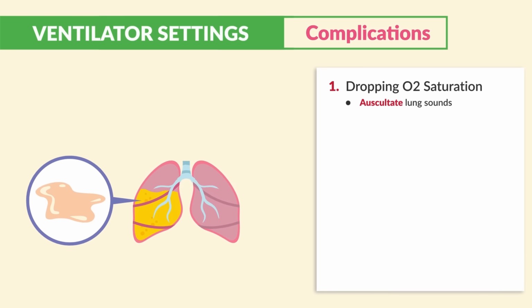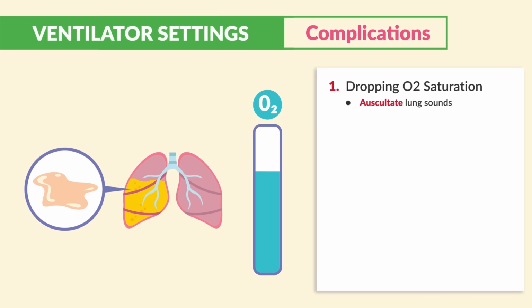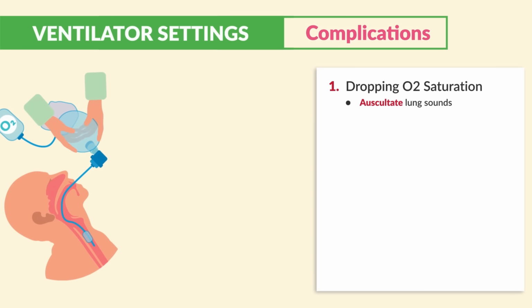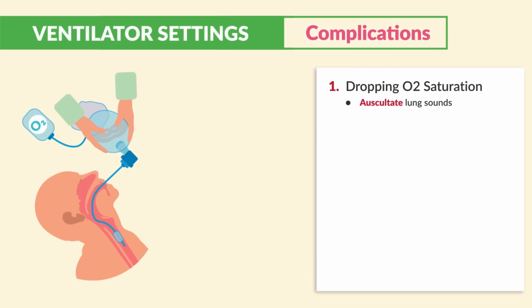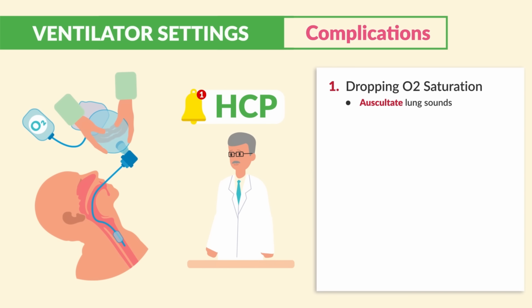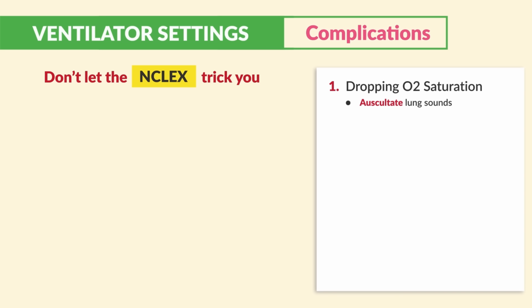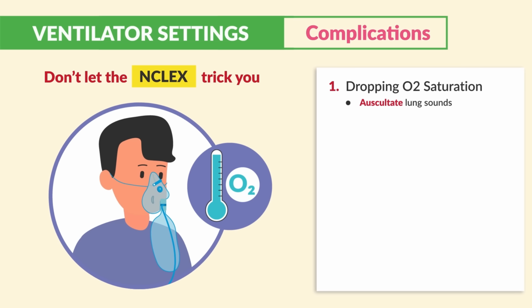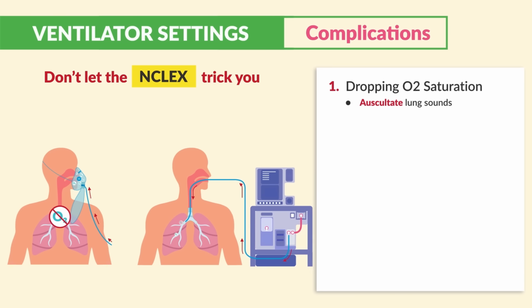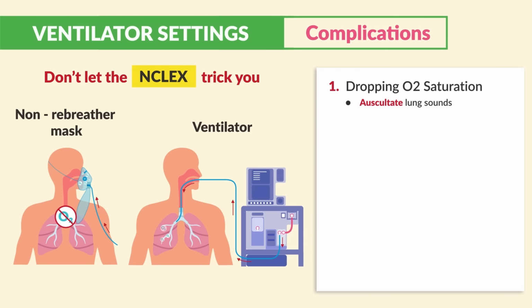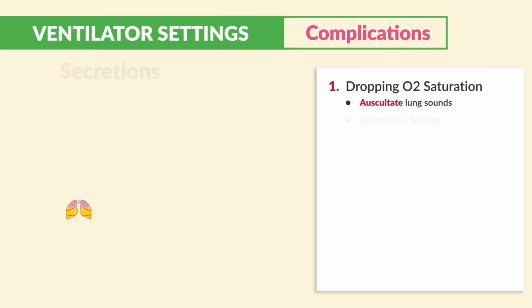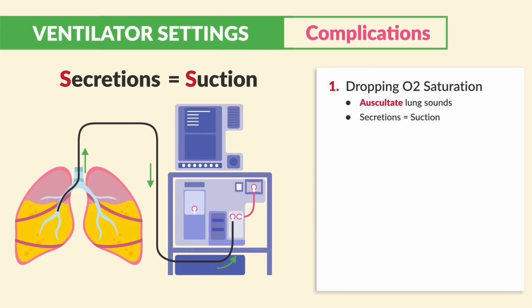But if it's not, and the O2 sat keeps on dropping, then we must use mechanical ventilation with oxygen attached and call for help. Now, don't let the NCLEX trick you here. We do not give high flow O2 via non-rebreather mask, since it doesn't provide ventilation or breaths into the lungs. Now, number 2, as mentioned before, is secretions. Then we simply suction it out.